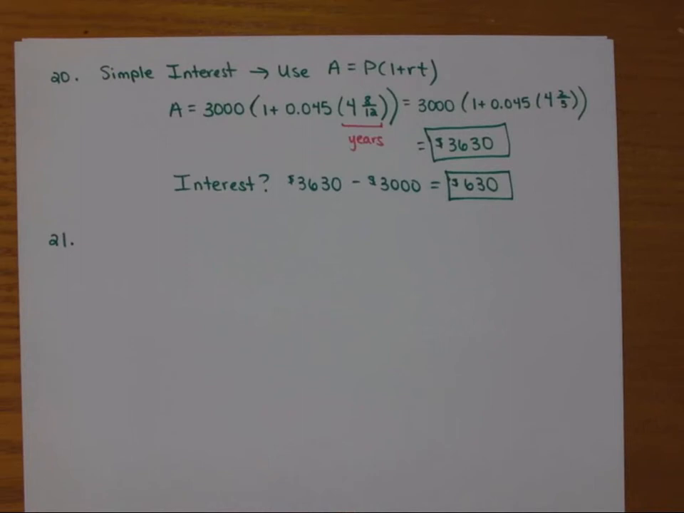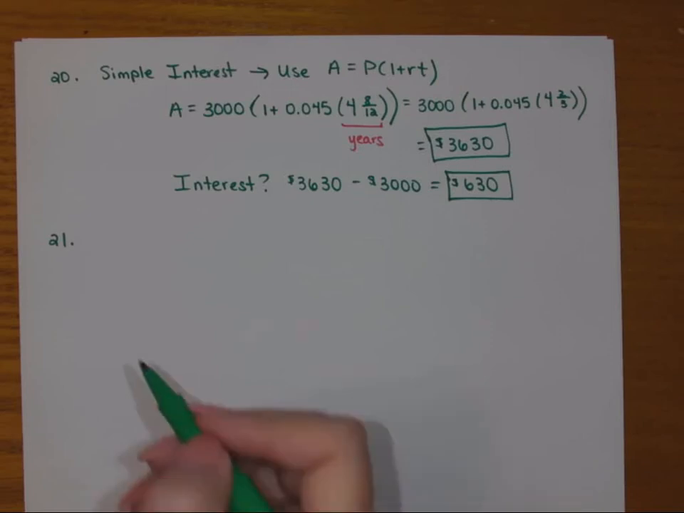Okay, so let's look at number 21. So if Joe makes $200 deposits at the end of each month in a money market account earning an interest rate of 6% per year compounded monthly, how much will he have in his account after 7 years, assuming he makes no withdrawals? Okay, so we have to figure out which formula to use, right?